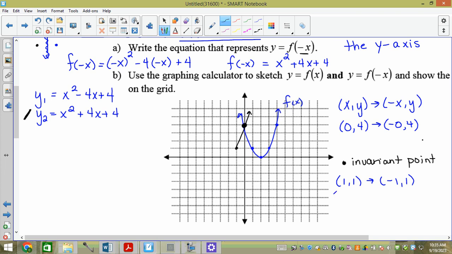And then I use 2, 0, and it's going to become negative 2, 0. It's my new vertex. And then I have 3, 1, which is going to become negative 3, 1. And then I have 4, 4, which is going to become negative 4, 4. So it reflected, right?